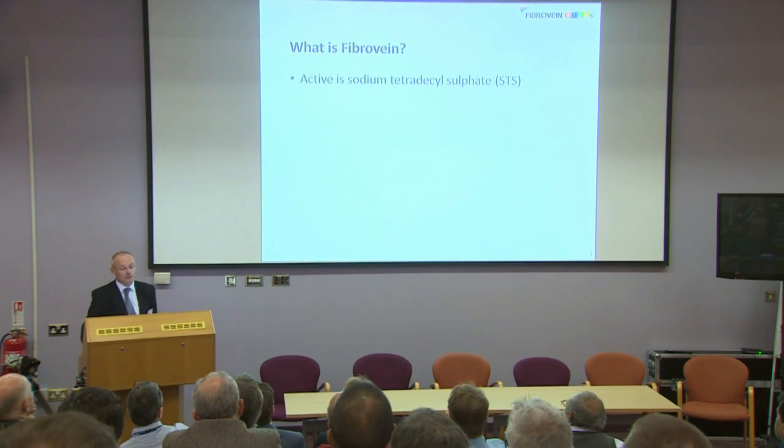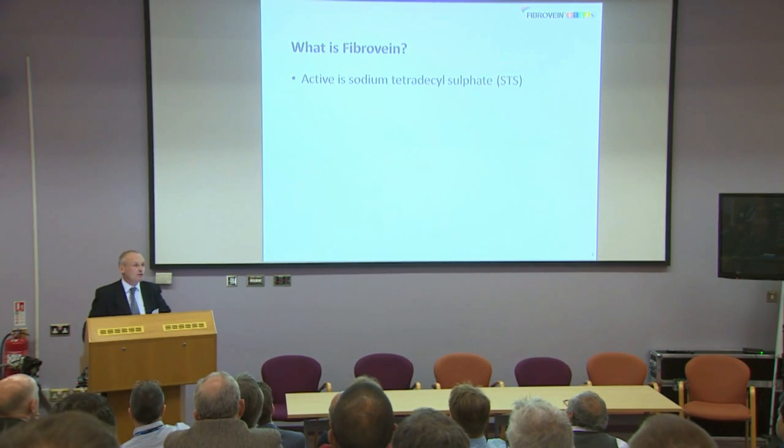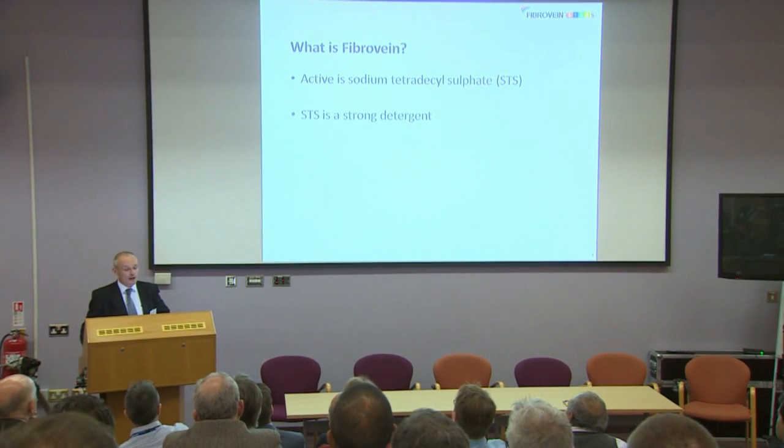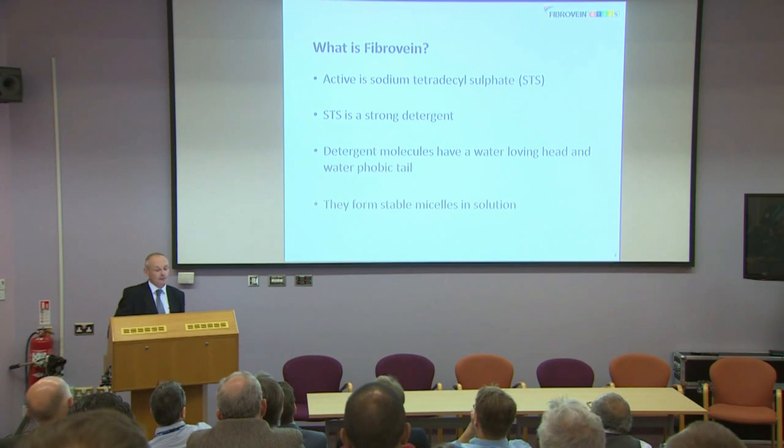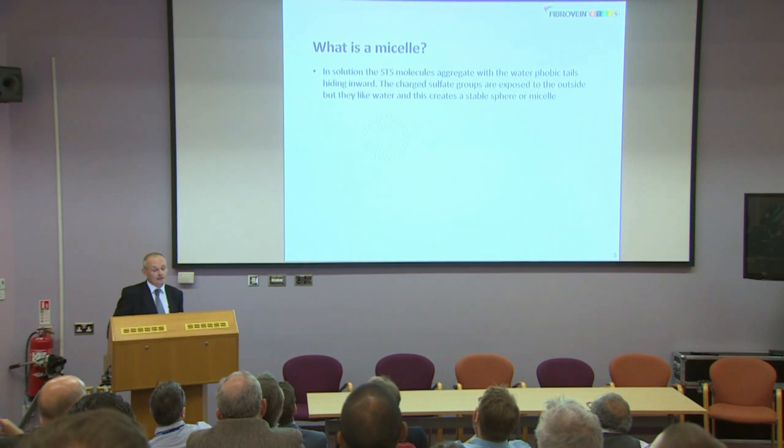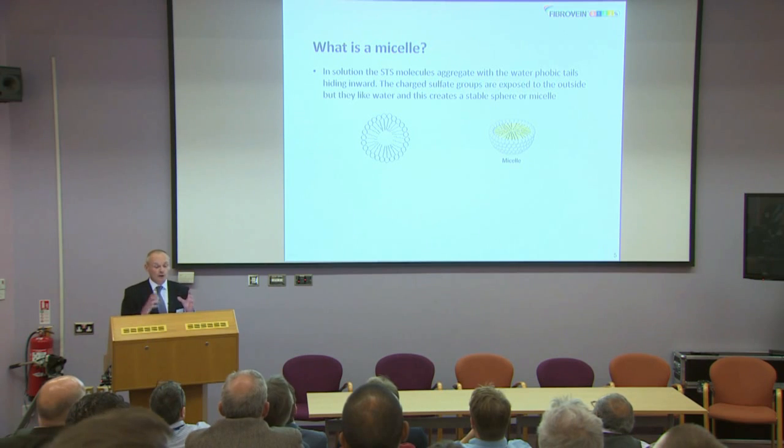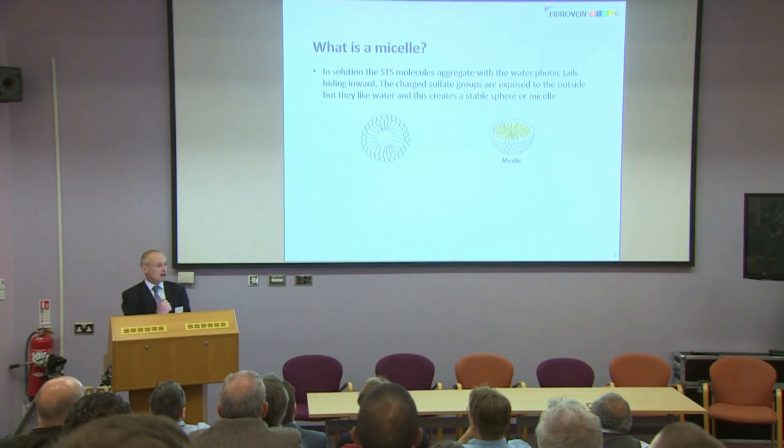So Fibrovein, as Philip's already mentioned, the active ingredient is a product called sodium tetradecyl sulfate. And it's a strong detergent, and so is polidocanol. So basically the two sclerosants on the market are strong detergents. And detergent molecules basically have a water-loving head and a water-phobic tail. So what happens is when they're in solution, they form what are called micelles. So what's a micelle? Basically, the molecules aggregate into little groups, into spheres or tubes, because the water-phobic tails hide inwards away from the solution, and the water-loving heads sit on the outside, and they create these stable structures.